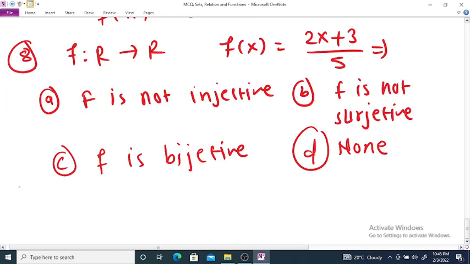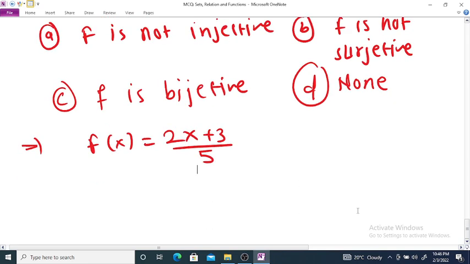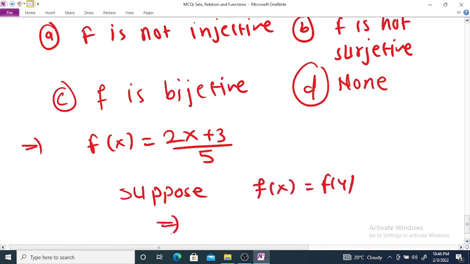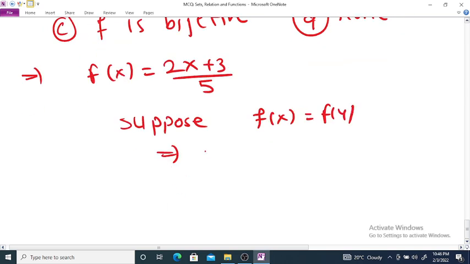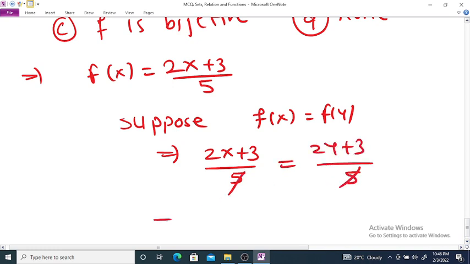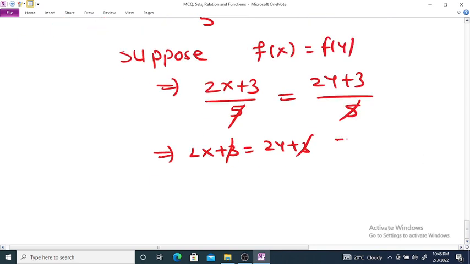So the given function is f of x is equal to twice x plus 3 divided by 5. If we consider f of x is equal to f of y, then twice x plus 3 divided by 5 is equal to twice y plus 3 divided by 5. So this implies this 5 will get cancelled here. Twice x plus 3 is equal to twice y plus 3. So this 3 will get cancelled here, and this implies twice x is equal to twice y.